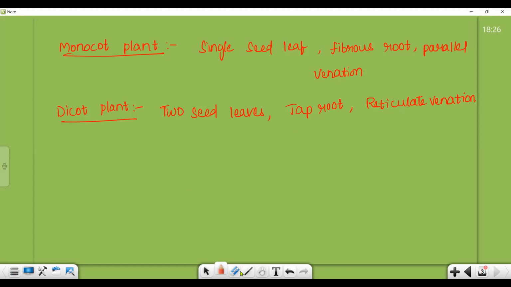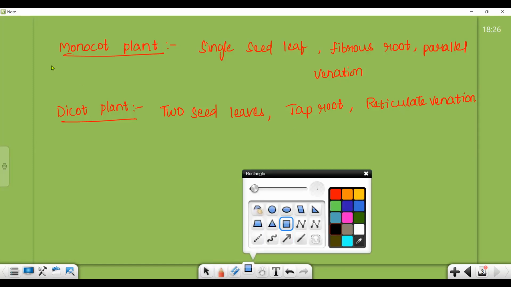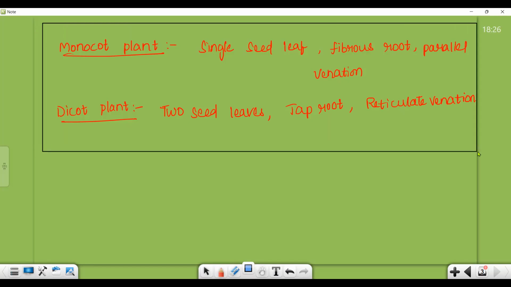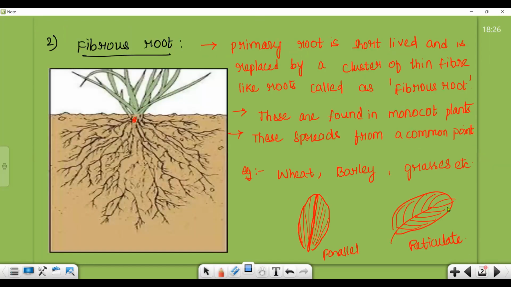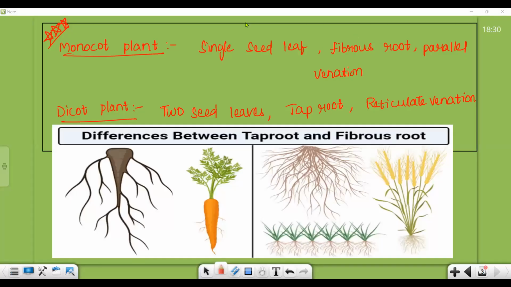Okay. Very, very important, students. This is the most important one. You learn this well. Okay, so write down. Now, can you see the difference between taproot and fibrous root? How they are?